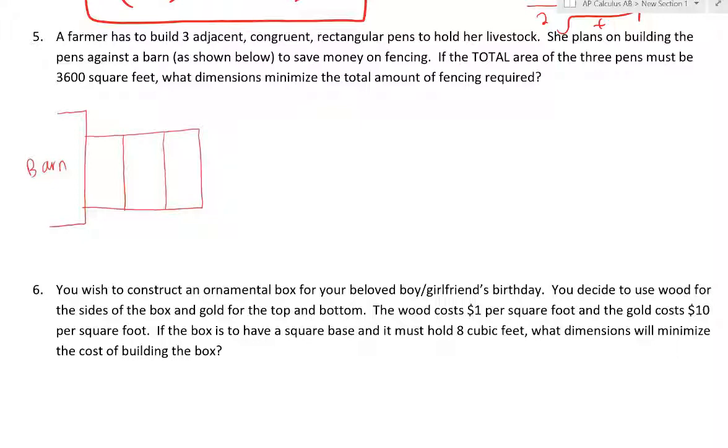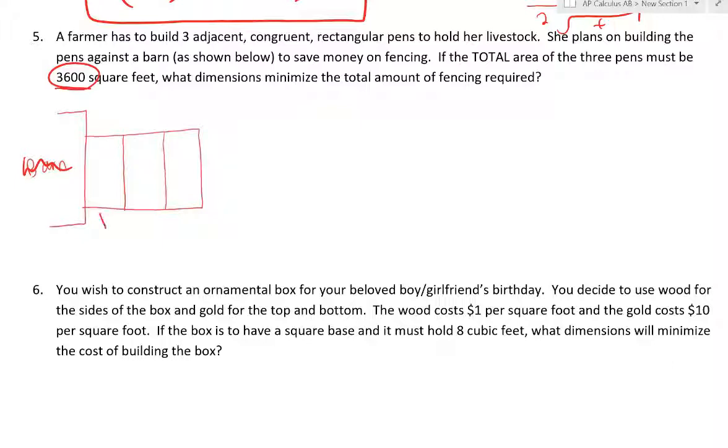Oh, we got this barn over here. There you go, barn. We're building a fence along it, and she plans on building the pen against the barn, right? So the total area of 3 pens has to be 3,600 square feet. What dimensions will minimize how much fence we need?